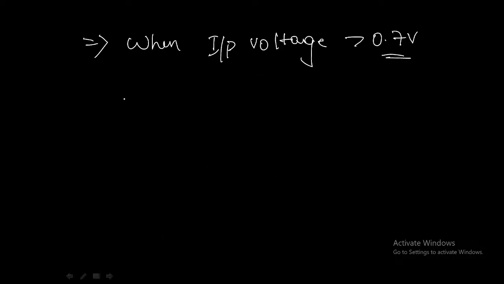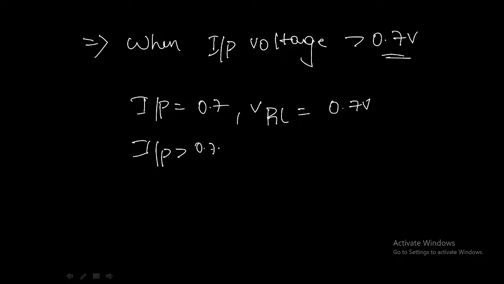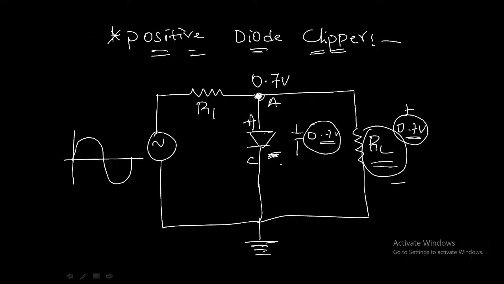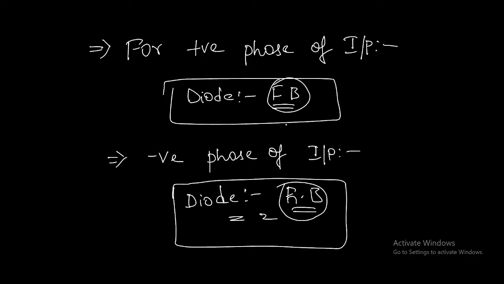Let's say if your input is equal to 0.7 volts, then the voltage across RL will be 0.7 volts only. And if the input is greater than 0.7, the voltage across load resistance RL will still be 0.7 volts only. If you go on increasing the input voltage, there will be no change in the output voltage. Why? Because we have considered this diode as a voltage source. I will draw it here for your clear understanding.